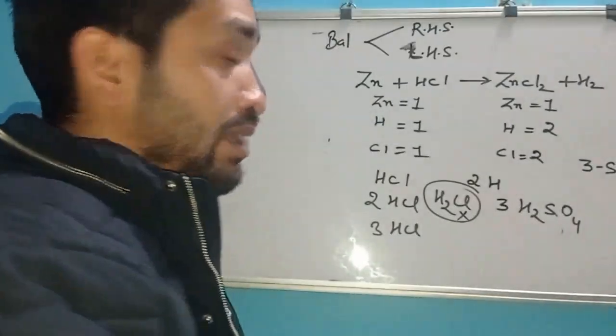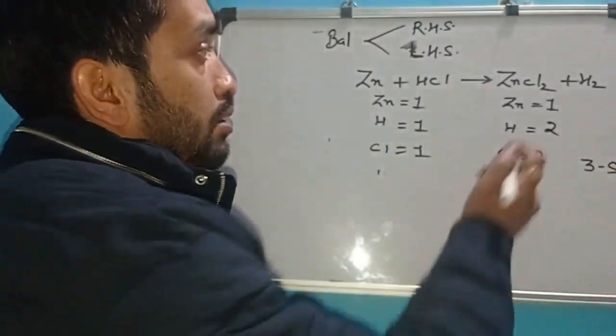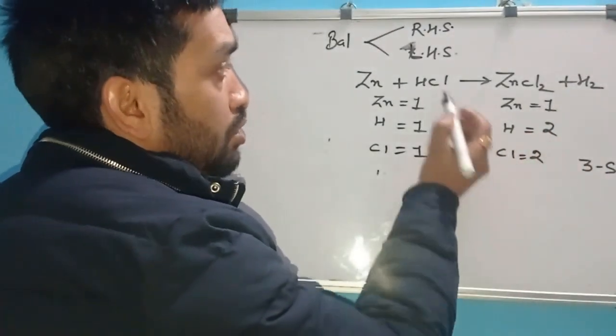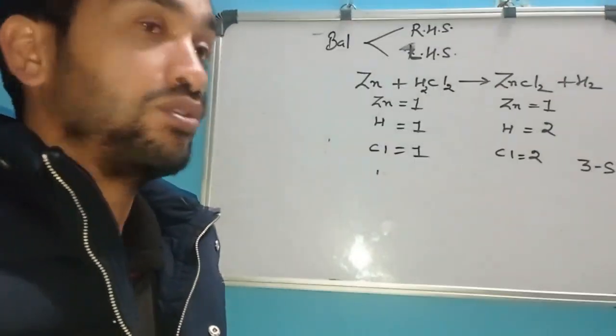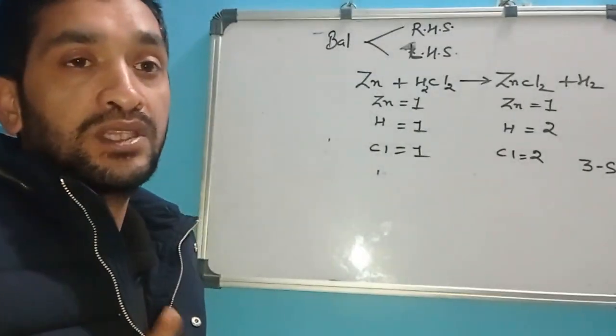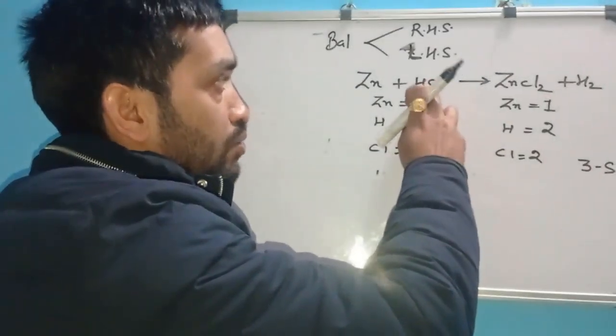Why am I telling you? Because many of you will make the same mistake here also. How? It's ZnCl2, 2H, 2Cl. You will make 2 here and 2 here and you will think that it is balanced. No, that is not balanced. This is not the way to balance. So this is the wrong way. If you do like this, you will lose your marks.